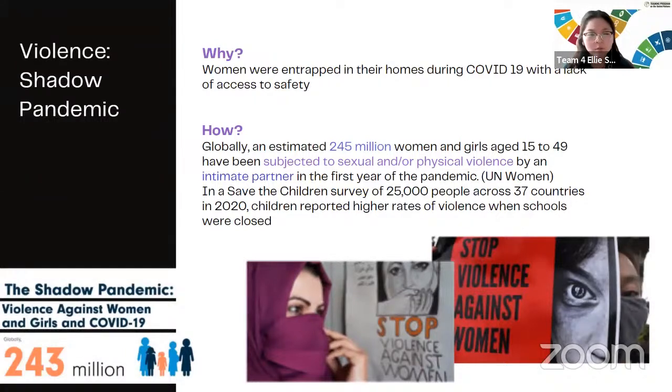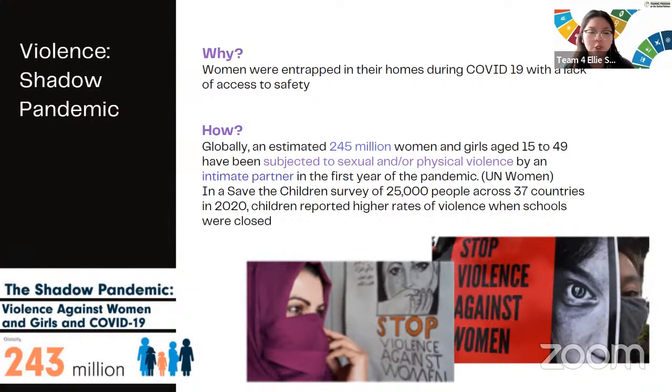Women were entrapped in their homes during COVID-19 with a lack of access to safety, which meant that they couldn't run away to shelters, which were mostly closed down, and they couldn't ask for help because they were with their partner 24/7. And globally, an estimated 245 million women and girls aged from 15 to 49 have been subjected to sexual and or physical violence by an intimate partner in just the first year of the pandemic.